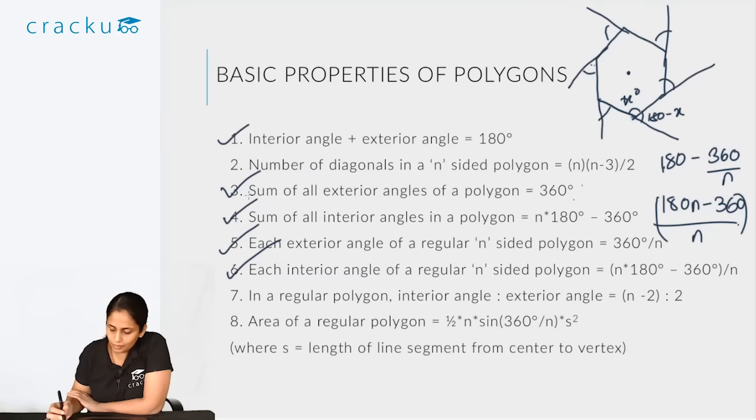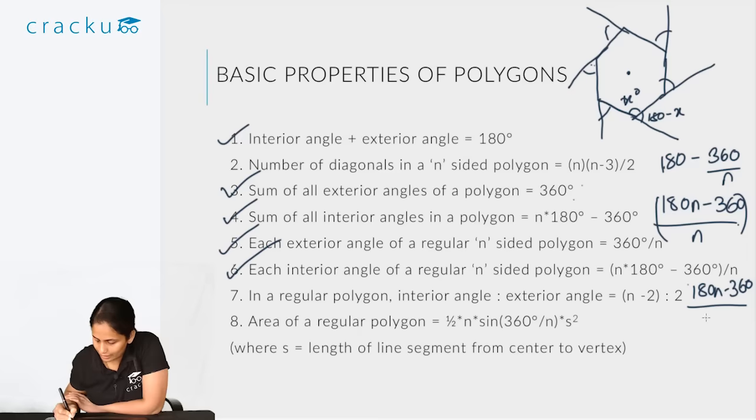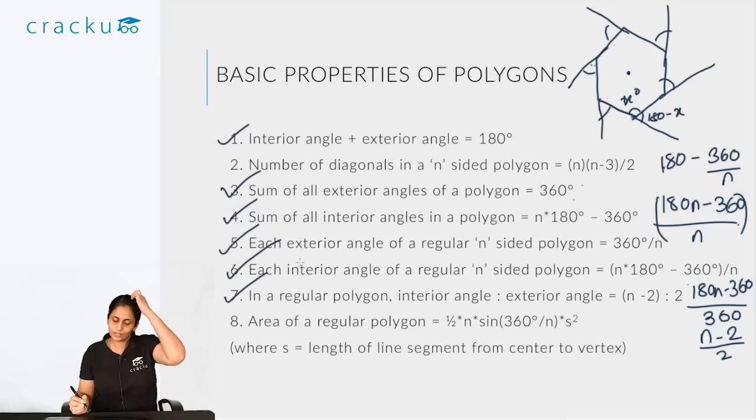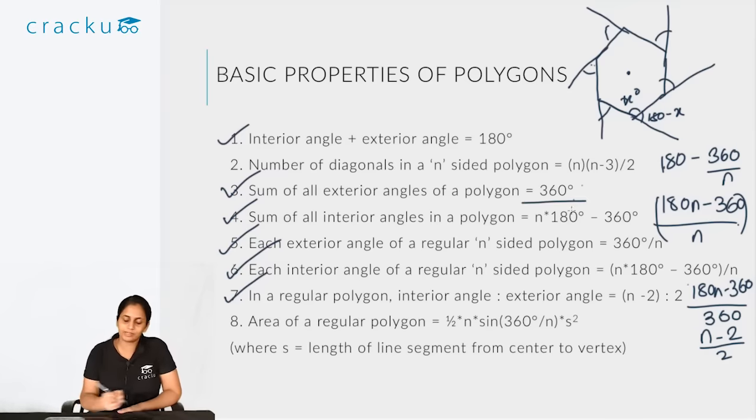Now that I have this fact, I can also infer that since the sum of all interior angles is 180n minus 360 and the sum of all exterior angles is 360, if I take 180 in common from numerator and denominator, this is (n minus 2) by 2. So the ratio of interior angle to exterior angle is essentially n minus 2 to 2. So in a regular polygon, the ratio of internal angle to exterior angle is n minus 2 to 2. I've gotten all of this information just from the fact that the sum of all exterior angles is 360 degrees.